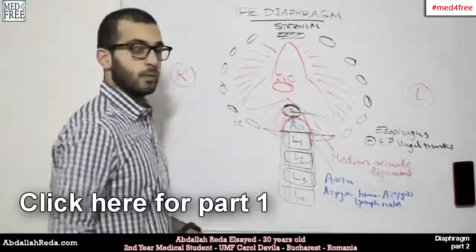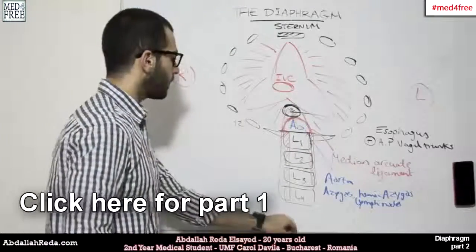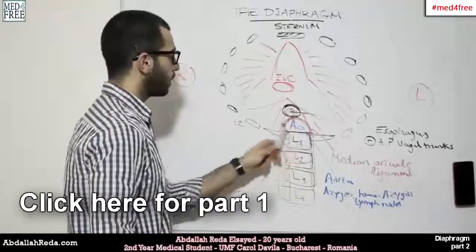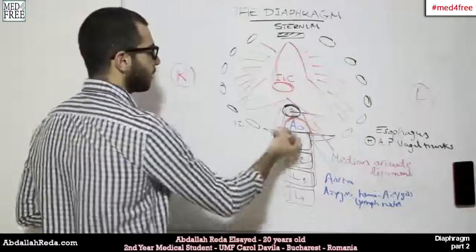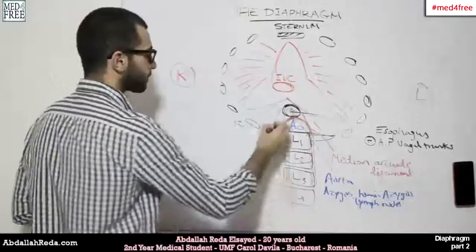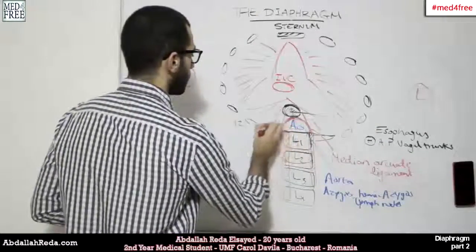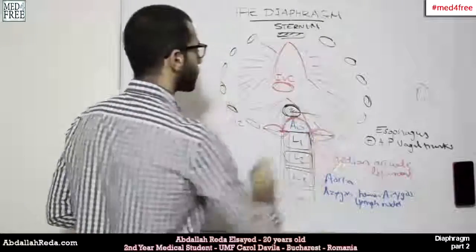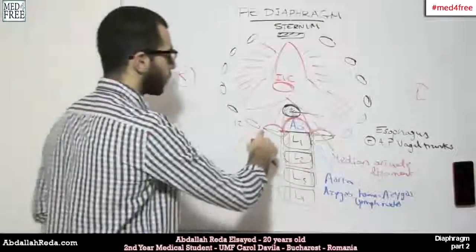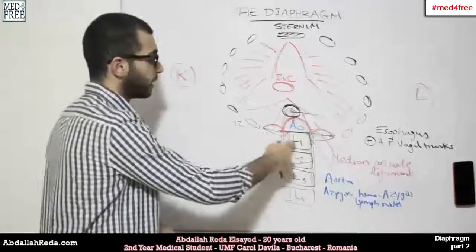So this is the midpoint. And then we have these two structures, the ligaments, as we said. They will continue their course laterally, and each one of them will attach on the costiform process of L1.